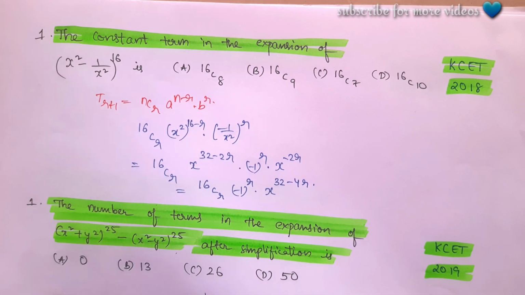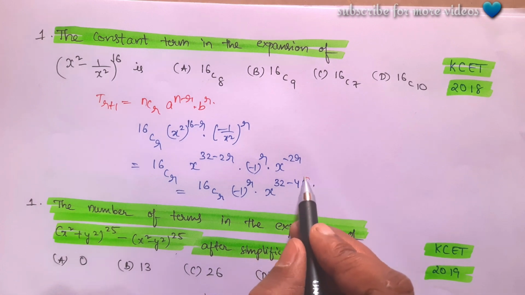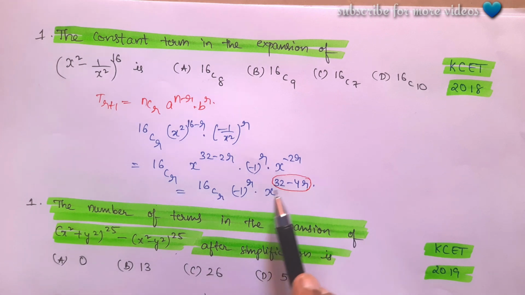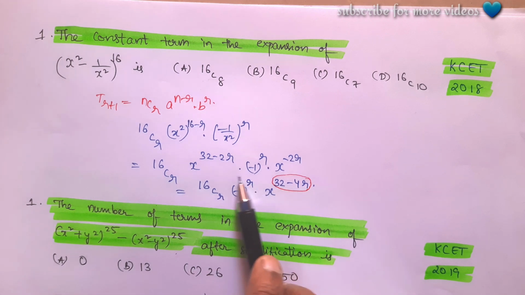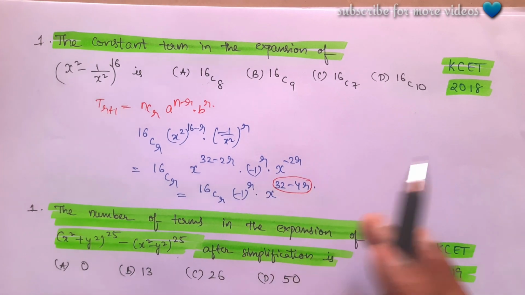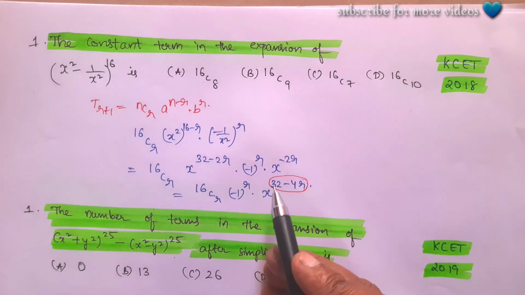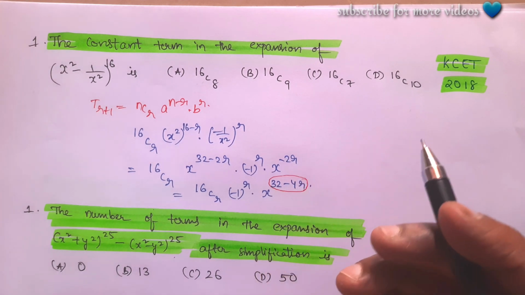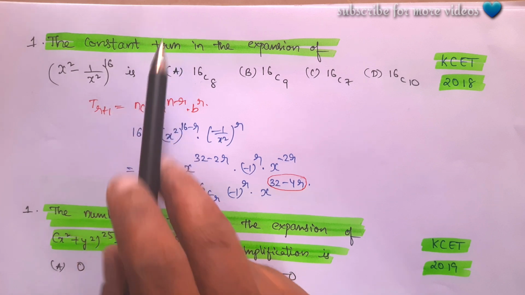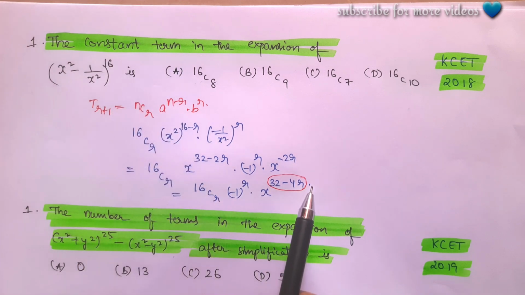Now we need only the constant term. So in that case we have to make this power as 0, because x power 0 is nothing but 1. If this is 1, the total will be only constant. So similarly, whenever they ask to find the coefficient of x cube, x power 5 like that, this power we have to equate to that particular number. That is, if they ask to find the coefficient of x cube, this power should be made equal to 3.